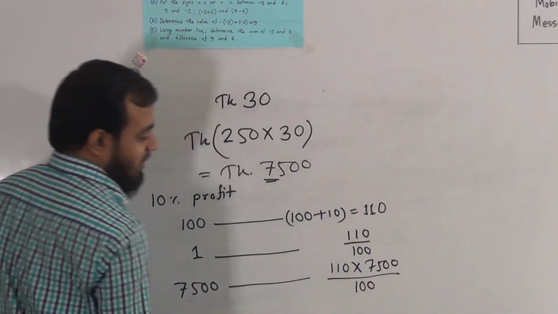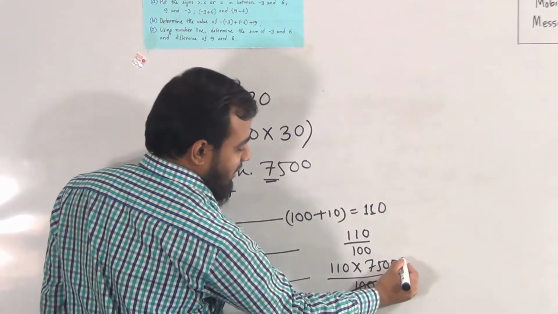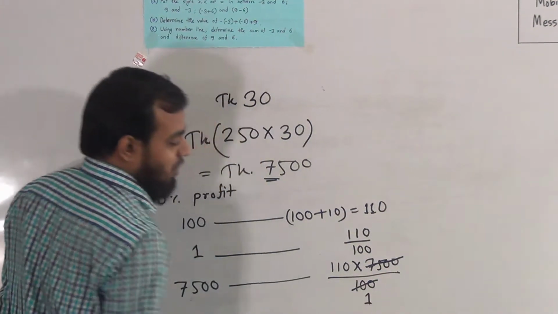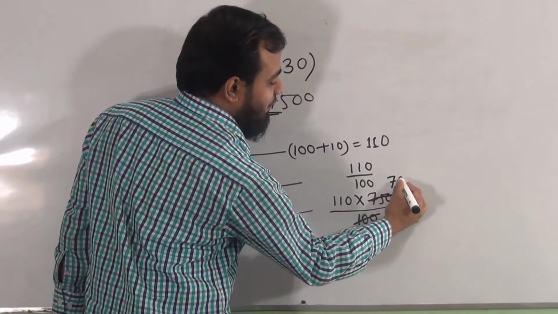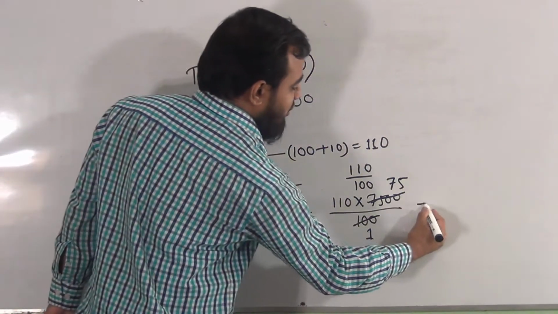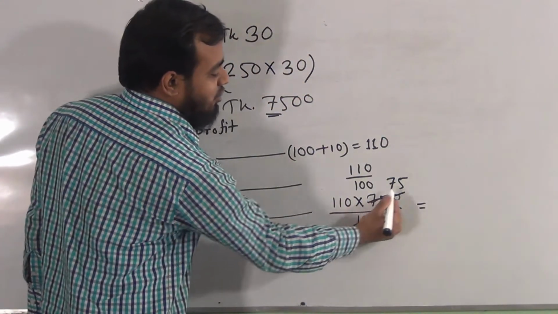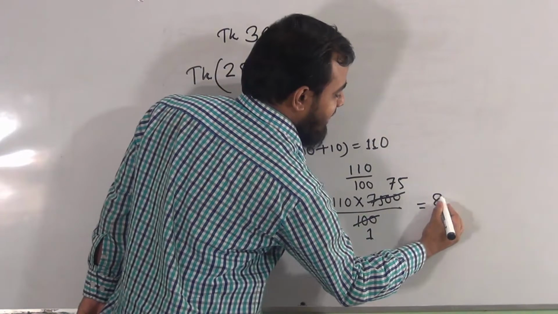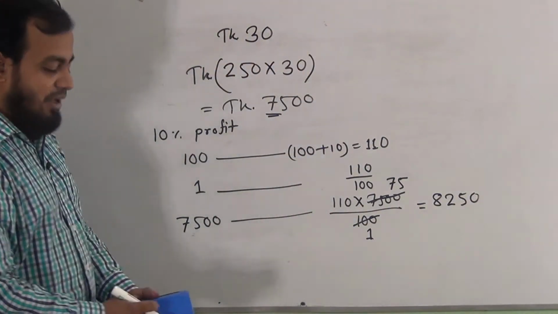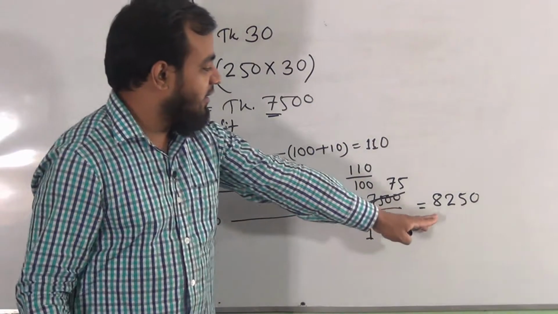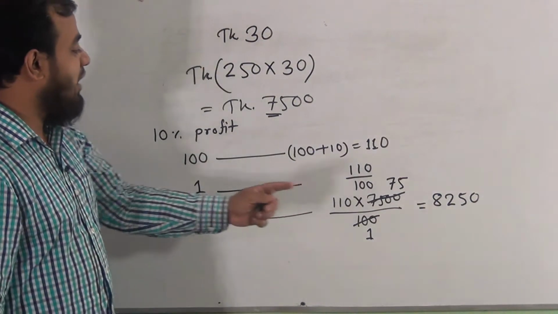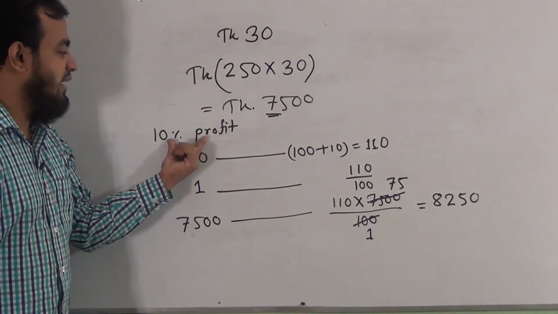Okay? Now cut it down. 100 and 7,500 can be cut down by the same number, 100. 100 goes one time in 100 and 100 goes 75 times in 7,500. Now it's a simple multiplication. 110 multiplied by 75 will be 8,250. So our selling price will be 8,250 taka if we want to make 10% profit.